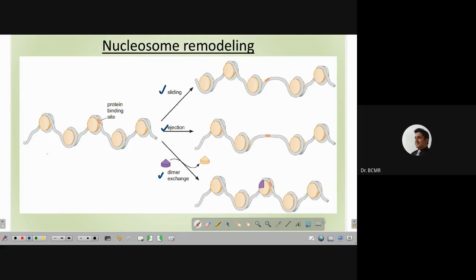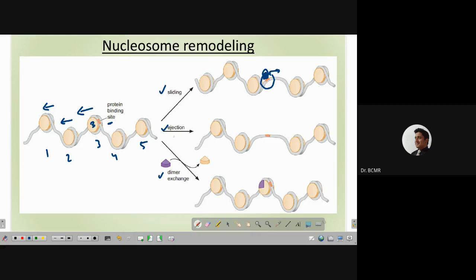I hope you see that there are 1, 2, 3, 4, 5 nucleosomes, and there is a binding site here. If nucleosome 3 slides this way, and all these 3 nucleosomes slide the opposite way, that will expose the binding site here, and then the protein can bind here and make an interaction and do whatever it is doing, either expression, repression, or any of those.